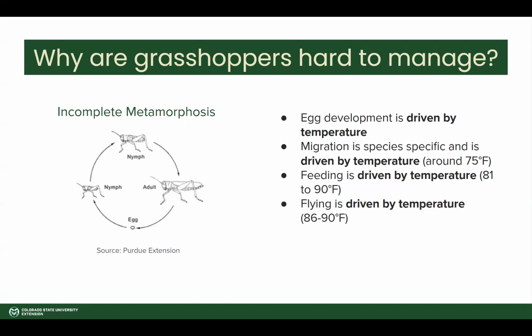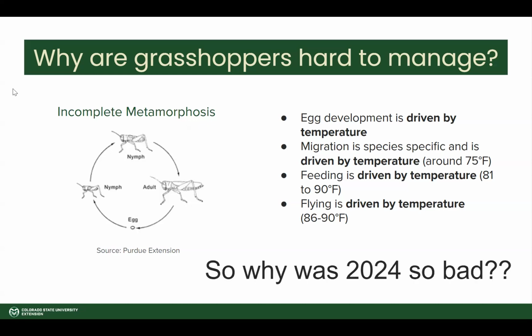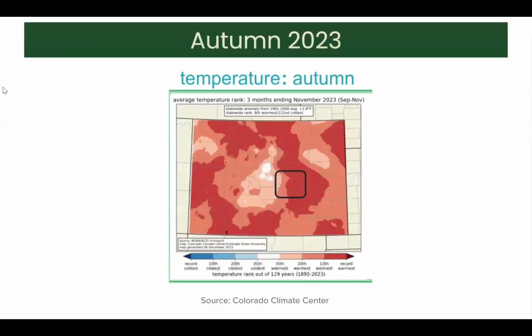They're going to feed at temperatures between 81 and 90 degrees. And then when they reach their adult stage, they're going to fly between temperatures of 86 to 90 degrees. There was the one species we talked about that can fly at a slightly cooler temperature. So let's look at our 2024 and try to understand why our grasshopper populations boomed so much.